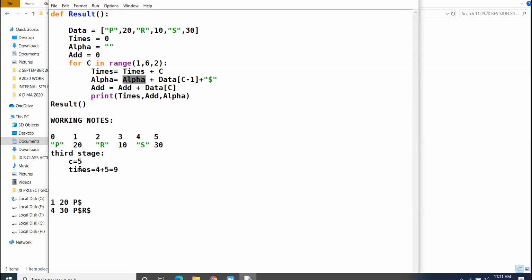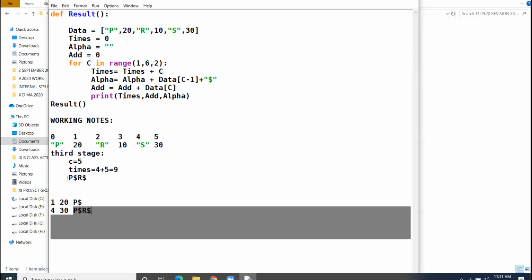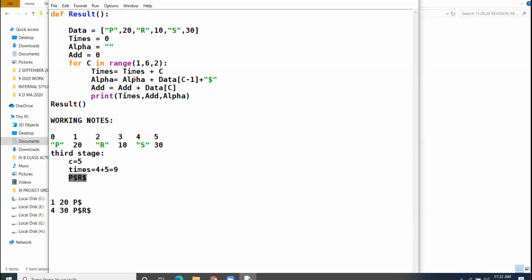Alpha was P dollar, R dollar. This was the value at the second stage. We will continue this value. Alpha plus data of C minus 1. 5 minus 1 is 4. At 4 we have S. So it becomes S dollar. The new value of alpha is P dollar, R dollar, S dollar.